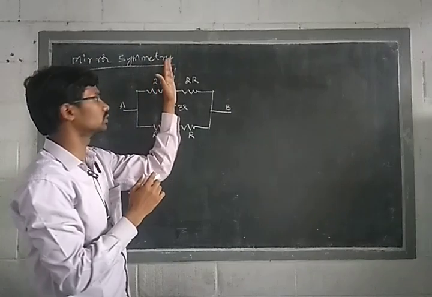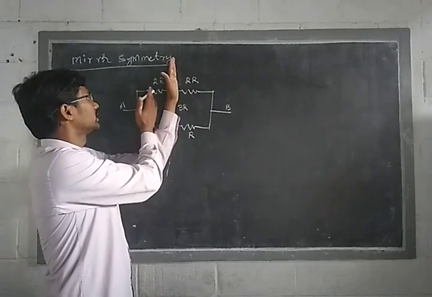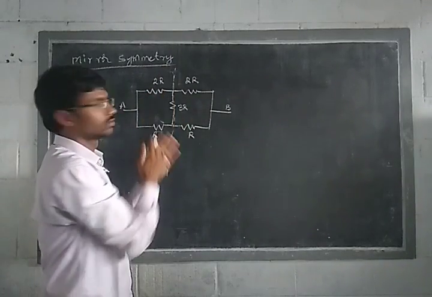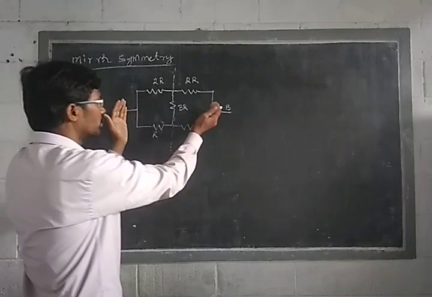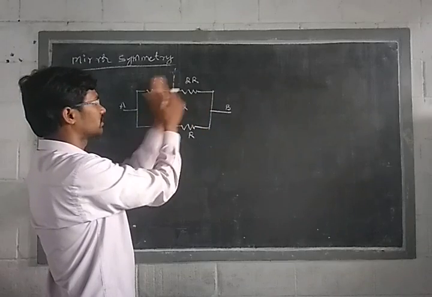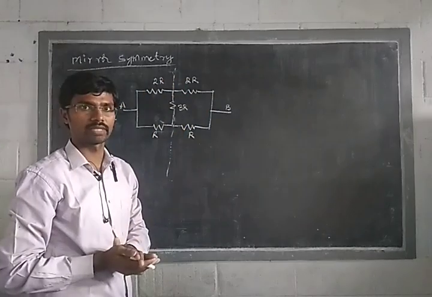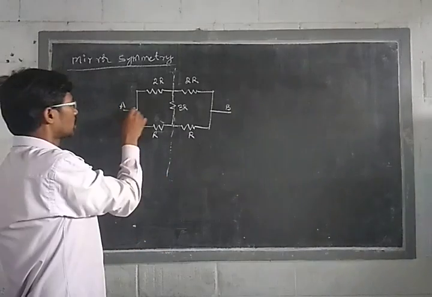So when we take it exactly along the middle of the circuit, the image of one part is the same as that of the other. Now if you fold it from the middle, it is a mirror. So the image of the 2R will be here, the image of R will be here. In this case, it is mirror symmetry. Now look at this one.